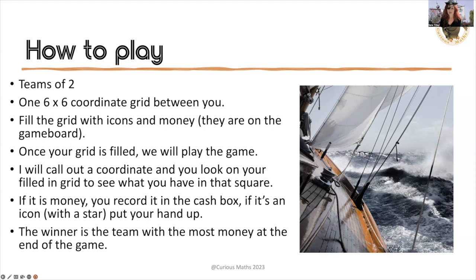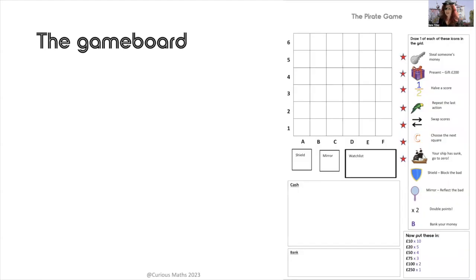So I tend to gauge when the children are ready to stop, or I give them a bit of advance warning. So we're going to read out 4 more coordinates and then we will be at the end of the game. This is the Pirate game board, and this is the one that I've designed for children in years 3 and 4, so ages between 7 and 9.